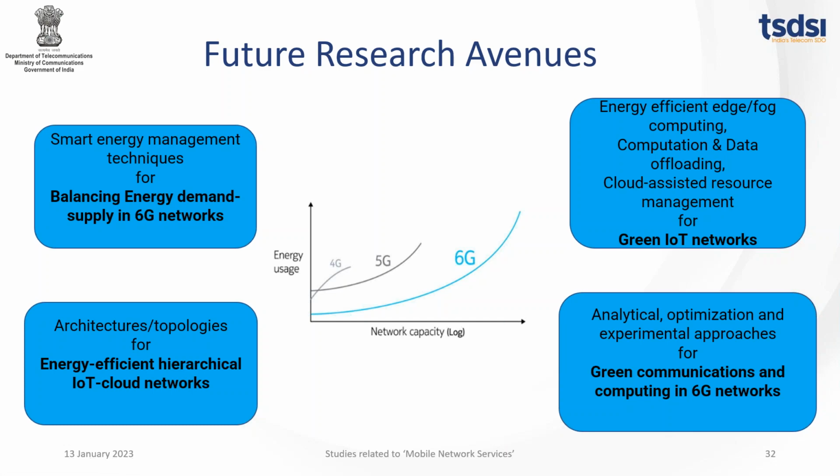And these are some of the possible future arenas for research for the academia. 6G, as you see here, has been envisioned to provide much larger network capacity using much less energy. And at zero capacity, the standing energy usage should be minimal, close to zero. To achieve this, a lot of research is required.